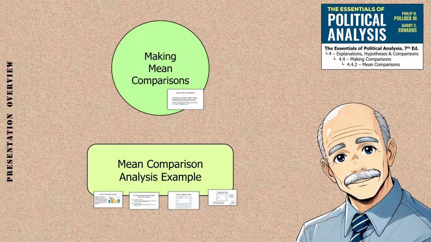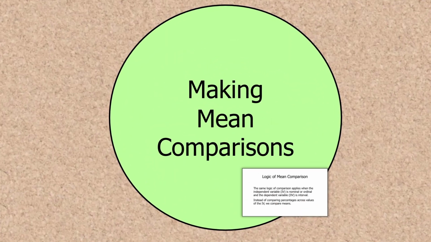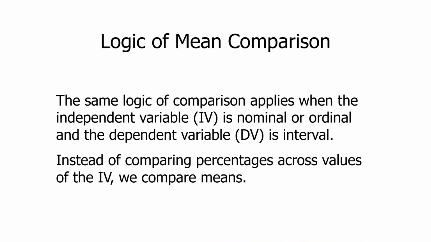In this brief presentation, I'd like to look at mean comparison analysis. We use mean comparison analysis when the dependent variable is interval level, so we can calculate means of it, and the independent variable is some kind of categorical variable, either a nominal variable or an ordinal variable. And the same logic applies. The same logic of comparison applies when the independent variable is nominal, ordinal, and the dependent is interval.